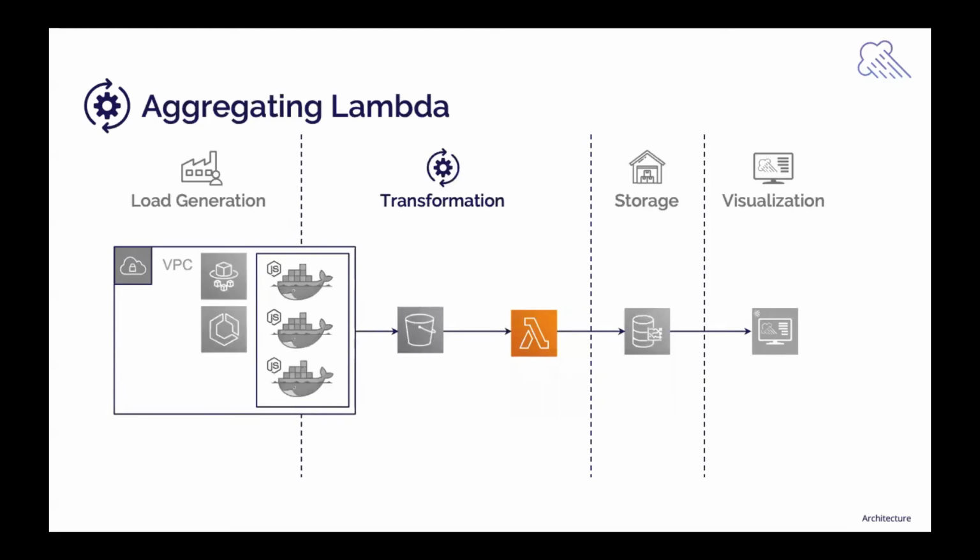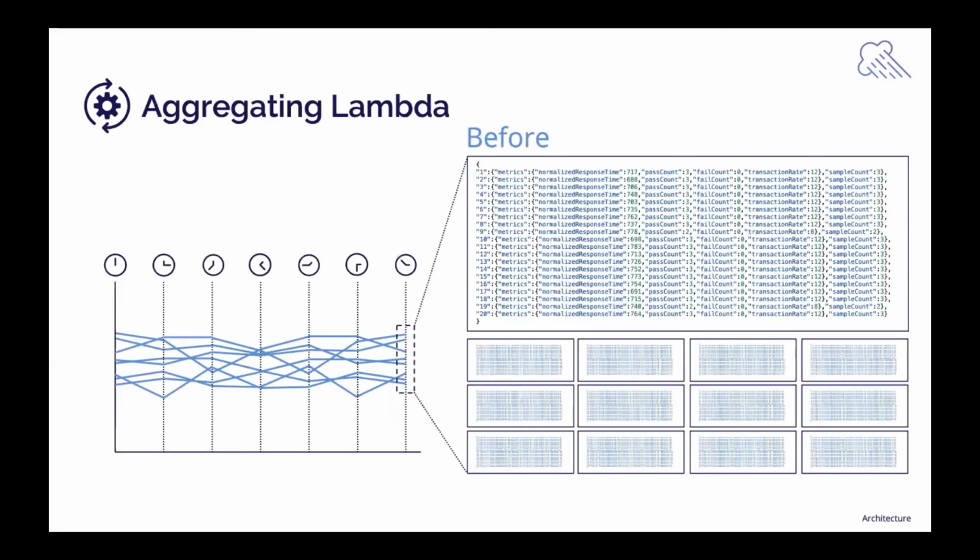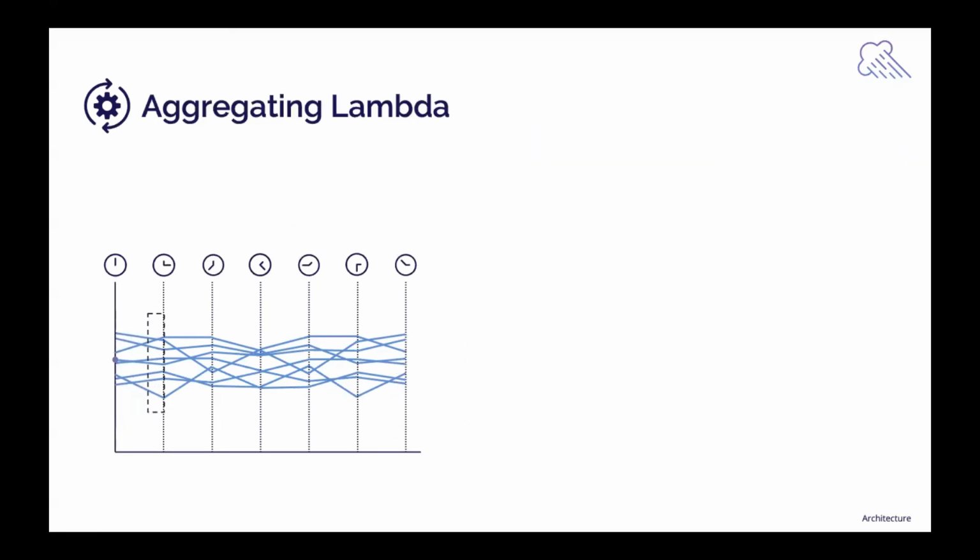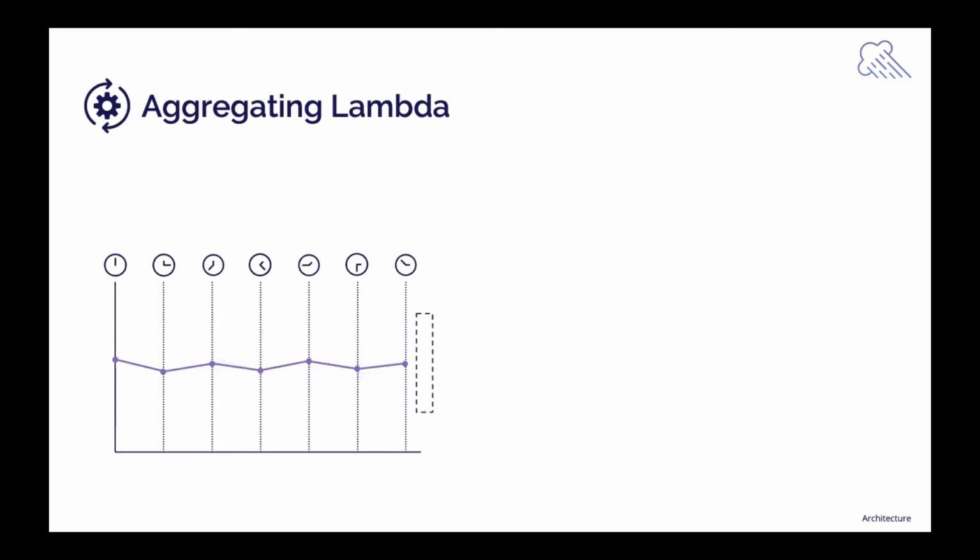AWS Lambda is a serverless event-driven compute service. It's similar to Fargate, but while Fargate runs entire apps in a serverless environment, Lambda runs individual serverless functions. Every 3 minutes, our aggregating Lambda function polls the S3 bucket to determine if any new data has arrived. For each new timestamp, the Lambda aggregates all the metrics in the JSON files with that timestamp, creating a single time series data point. Then we post that data point to the time series database.